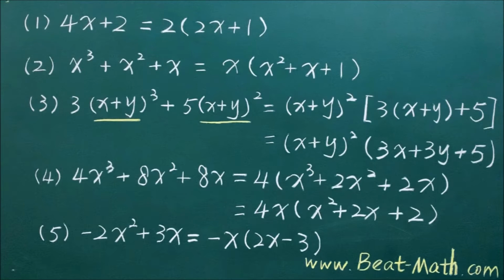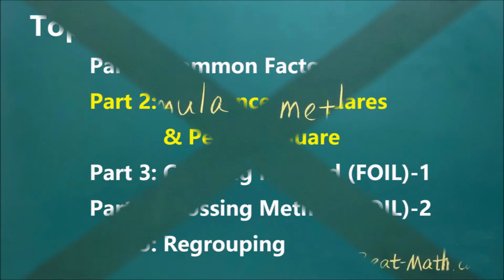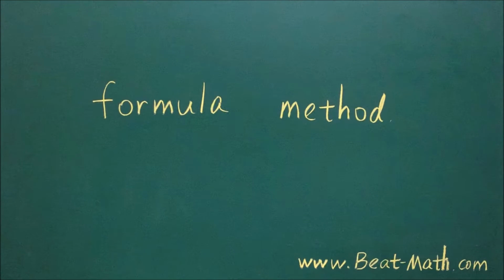Be careful when you factor out the negative sign, because the signs in front of each term need to be flipped. The 5 examples above are basic methods to factor polynomials. I'm going to show you another method of factoring called the formula method.